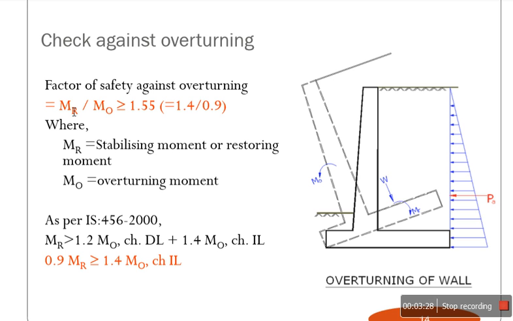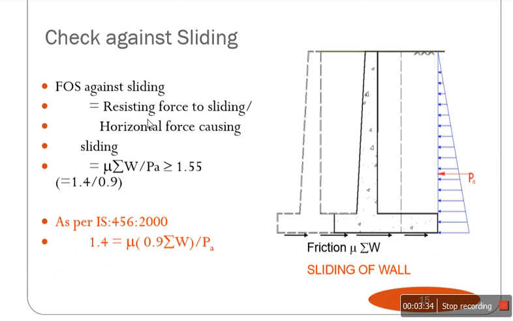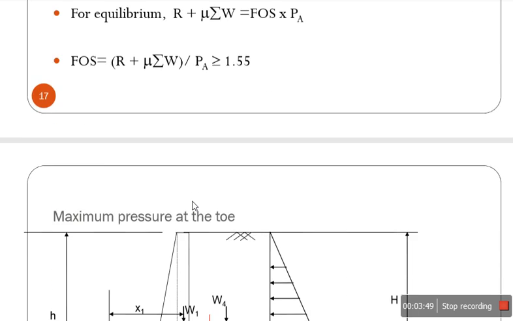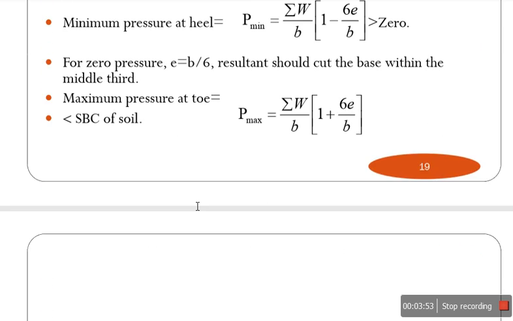Likewise, we have the other stability conditions. The second condition is sliding. In order to resist that, as in the previous video, I've shown you about the shear key. It is about all these things. How do we need to do all those things? We will try to go into the problem of how we do it.